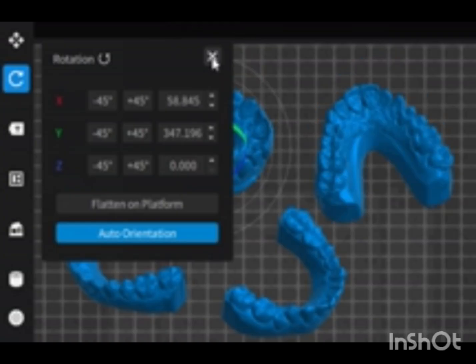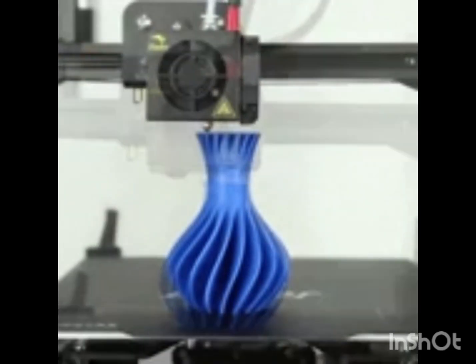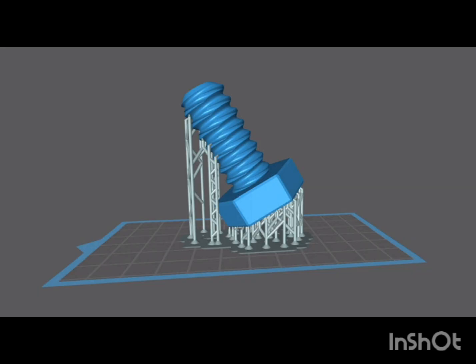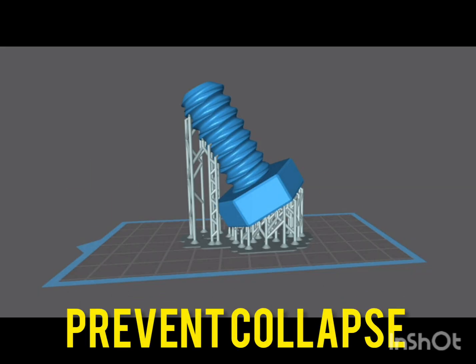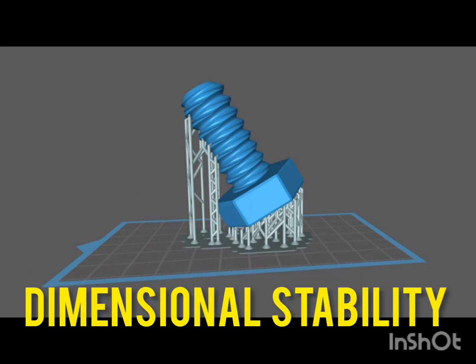Why are supports necessary? Supports perform several important functions. They prevent the model from collapsing, reduce deformation, improve dimensional accuracy, prevent layer separation, reduce suction forces, stabilize overhanging structures, improve print success rate, and maintain model orientation.